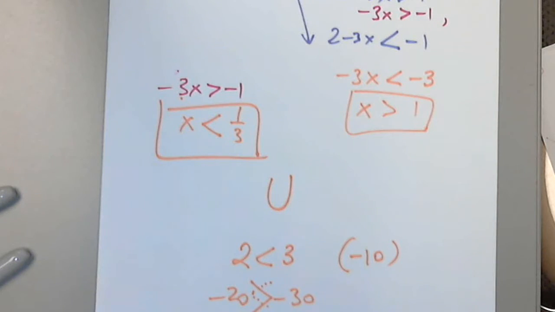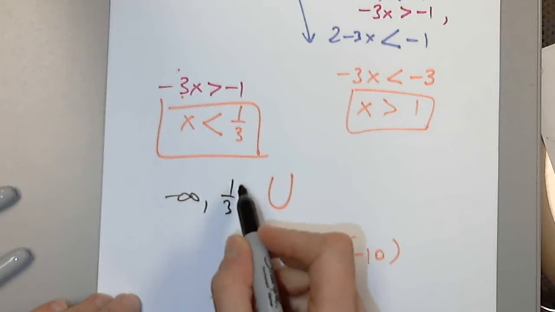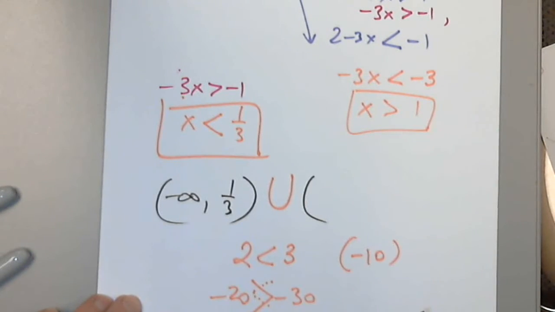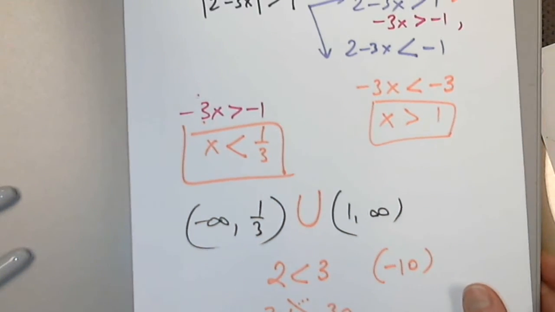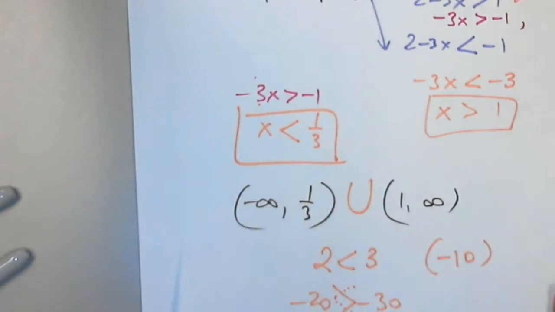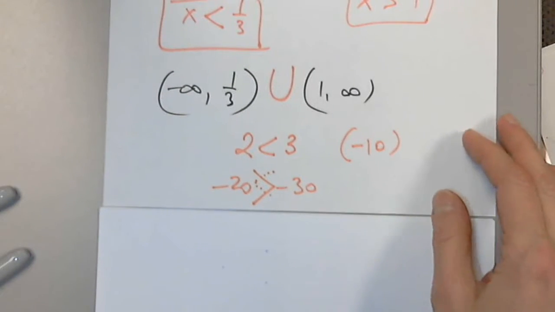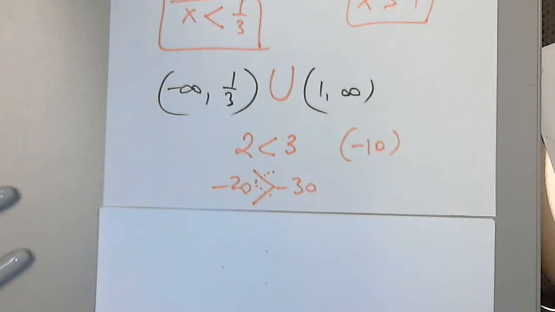Negative infinity to 1/3, and from 1 to infinity. Very good. Any questions here? Any questions? Is this okay? Everyone? Yes?